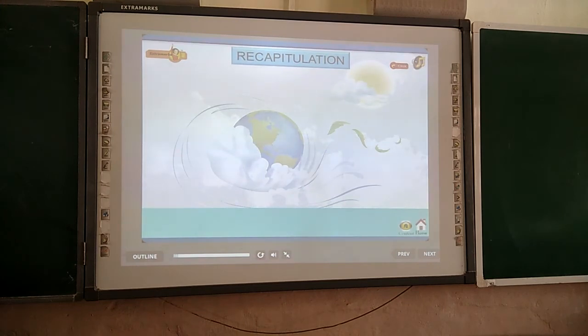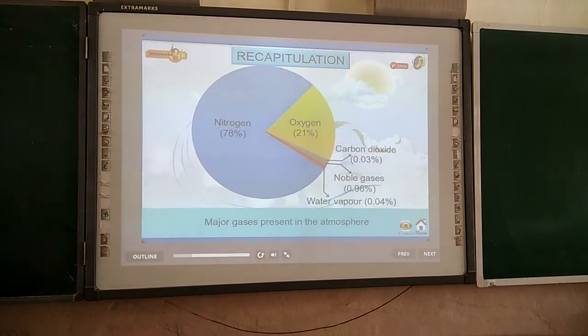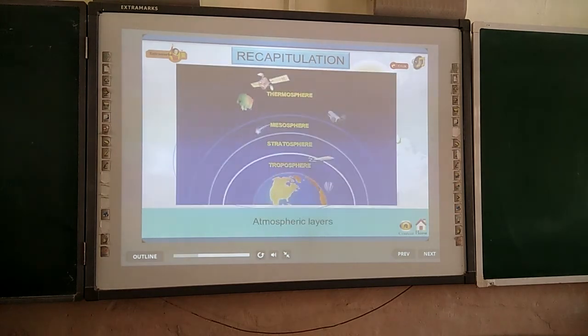Let's review the atmosphere, weather, and climate. Atmosphere is the huge blanket of air that surrounds the earth and provides life-supporting conditions on the earth. It is a mixture of many gases. Atmosphere is divided into 5 layers starting from the Earth's surface to the space.